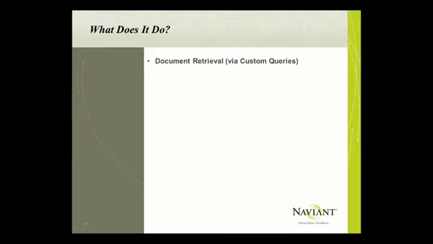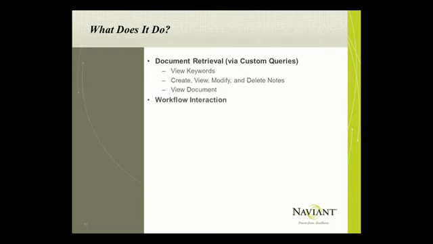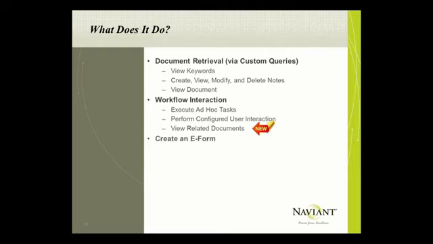Just a brief summary of what it does again. As a refresher, we're going to do document retrieval via custom queries, viewing those keywords, working with the notes capability, viewing the document, potentially seeing related documents, and workflow interaction, so we can execute those ad hoc tasks and perform the configured user interaction that comes along, such as populating that e-form and interacting with that, as we saw. Viewing the related documents is something they added with version 13, the most recent version of OnBase. Obviously, if you're on version 12, you're not going to get all of the capabilities of the system, so we need to consider upgrading if you're looking at purchasing this module to get all capabilities.